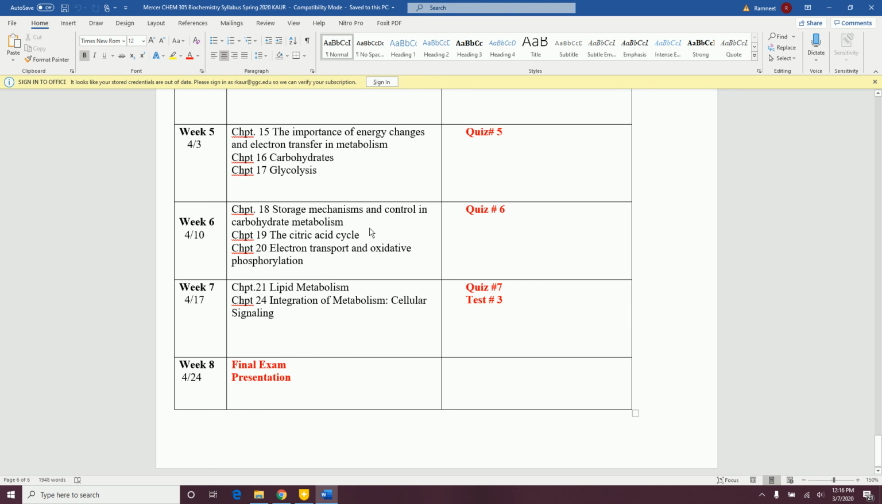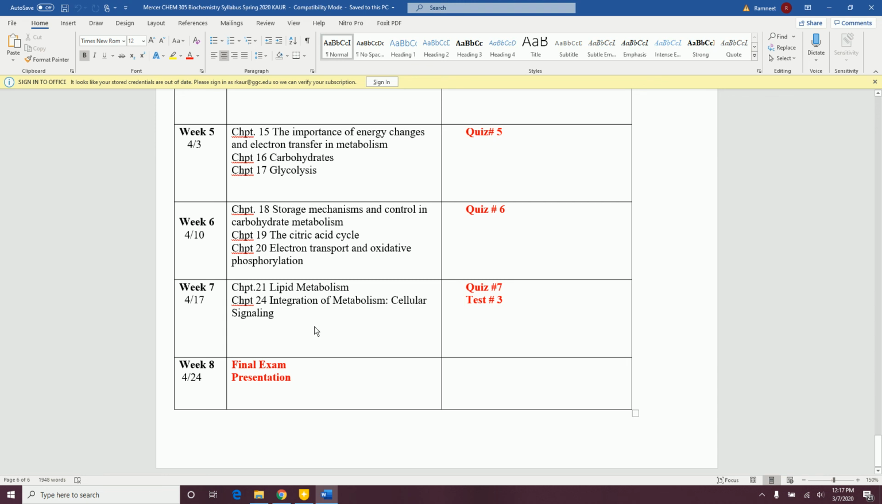Moving forward, in week number 6 we will be continuing with cellular respiration, and these are different steps of cellular respiration, in which we are going to talk about the citric acid cycle, electron transport, and oxidative phosphorylation. We'll also be talking about some regulations in carbohydrate metabolism, which will be in chapter number 18. During week number 6 you will be required to take quiz number 6, which will be from the contents we have covered in week number 6.